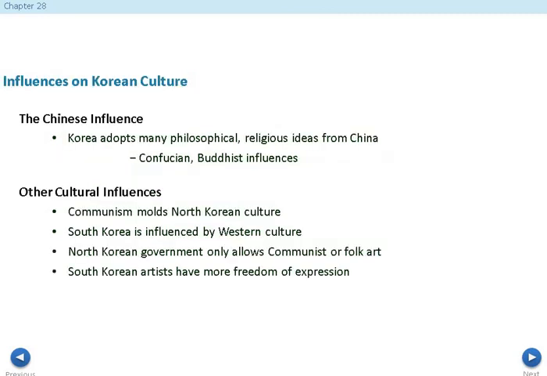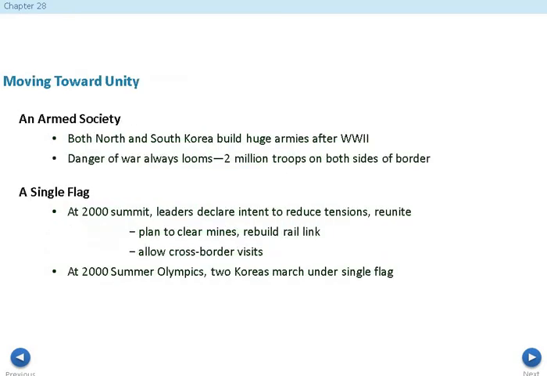Now, the Chinese influence: Korea adopts many of the philosophical and religious aspects of China. Confucianism, Buddhism, all of those are going to influence this area. Communism does mold North Korea, where South Korea is going to be molded a little bit more by Western culture. Northern Korean governments are going to allow communism and folk art. South Korean artists are going to have much more freedom of expression and be able to do what they want to do. An armed society: both North Korea and South Korea are going to build huge armies after World War II because, of course, they didn't know if the world was going to go into another world war, World War III, with communism being the hot topic of the Cold War.